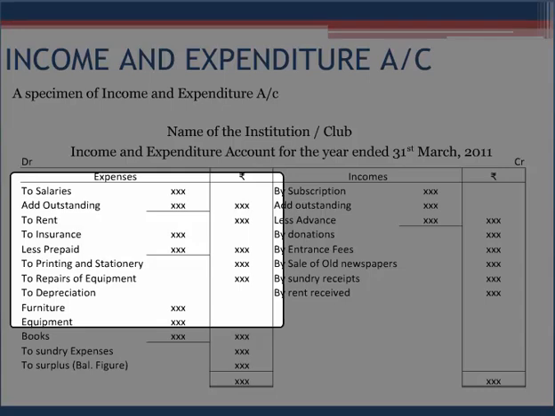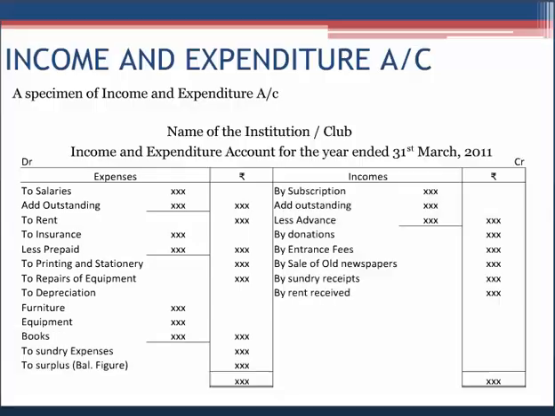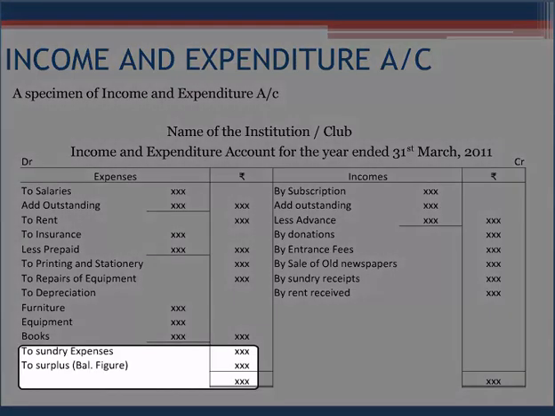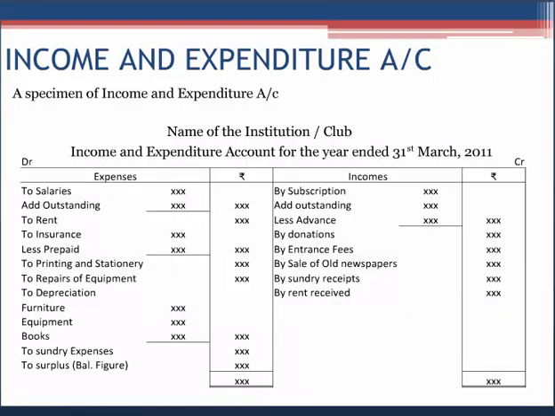Finally, when we close the income and expenditure account, we can get the balance. The balance is either a deficit or a surplus. In this case, if you see, we have something that is known as surplus. Why do we have surplus here? Because the total of the income side is greater. So if income is greater than the expenses, then the balance will be known as surplus. However, if expenses are more than income, then the balance will be known as deficit. Clear?